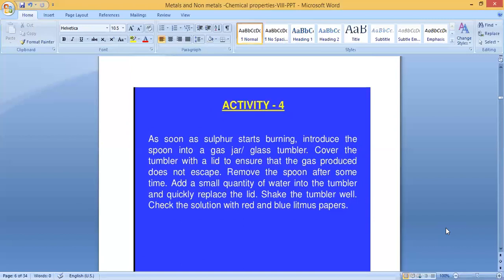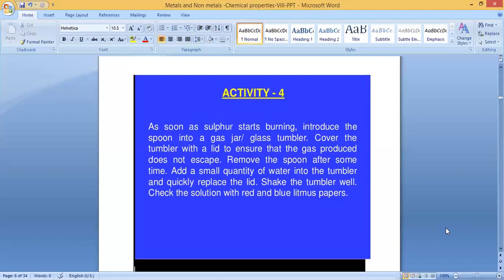Remove the spoon after some time. Slowly you can remove the spoon. Add a small quantity of water into the tumbler and quickly replace the lid. Shake the tumbler well. Check the solution with red and blue litmus papers.